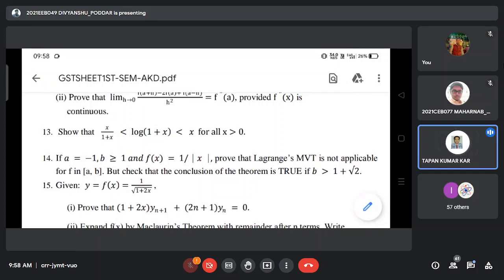So I think, as I understand, it is not asking whether Lagrange's mean value theorem is applicable or not applicable for b greater than 1 plus root 2. It is just in the last case, where the conclusion of the theorem is given, that is f(b) minus f(a) by b minus a equal to f dash c. It is actually, I think, asking only that question. Okay, sir, understood, sir.